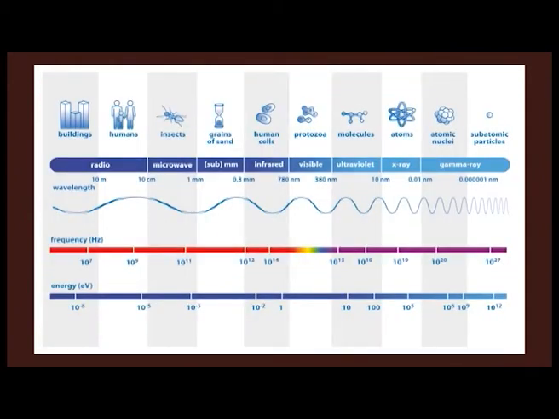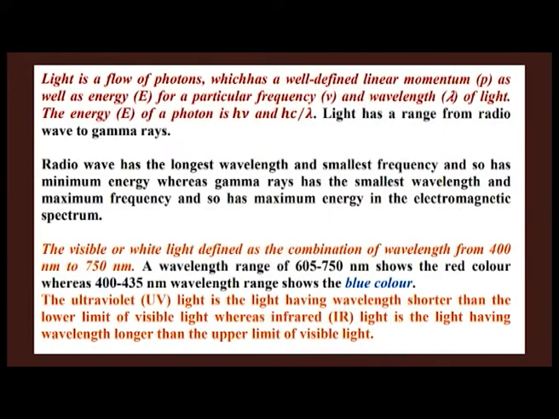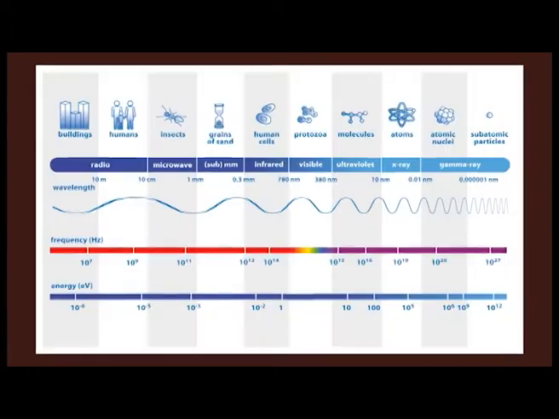Light has a range from radio waves to gamma rays, as shown in the figure on your screen and discussed in the previous lecture. But for this lecture, I am revising a bit. Radio waves have the longest wavelength and smallest frequency and so have minimum energy, whereas gamma rays have the smallest wavelength and maximum frequency and so have maximum energy in the electromagnetic spectrum.